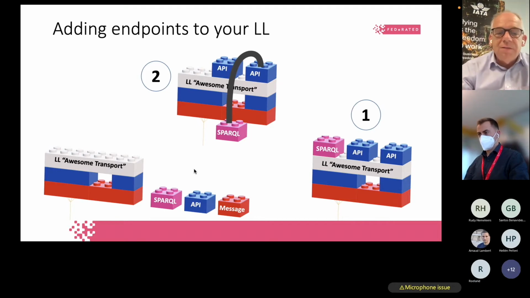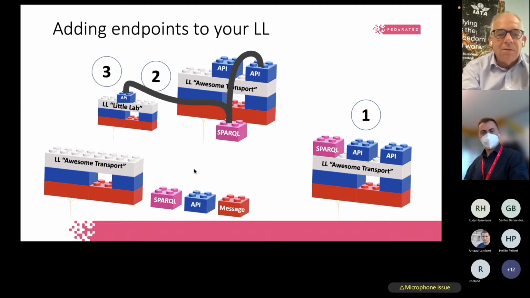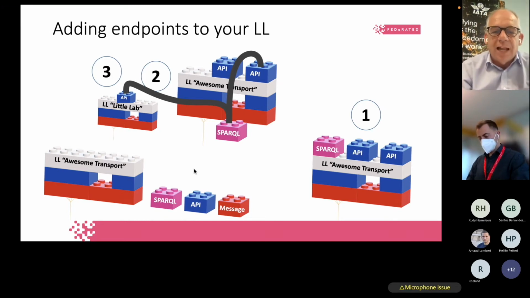And then there's a third option. For example, you have this guy here, Little Lab. It's only little because it didn't have space, but Little Lab decides that they don't want to do any of the work. And so they only have one API implemented anyway. And so they're going to connect to exactly the same SPARQL endpoint that the awesome Transport Lab has done. They're sharing the same SPARQL endpoint, like a third-party system almost. So lots of different configurations, but all of it is just messing around with Lego.